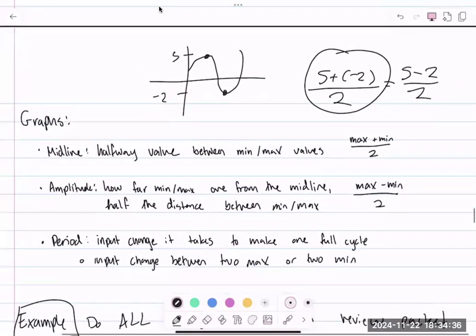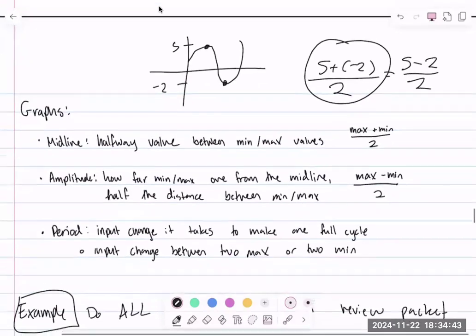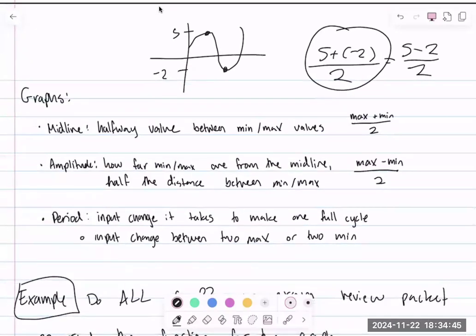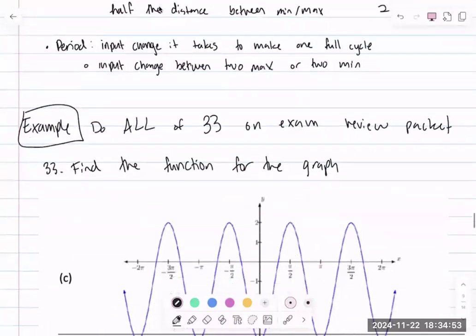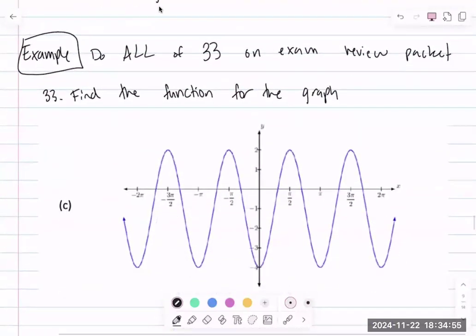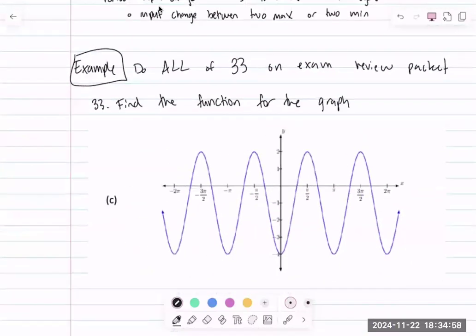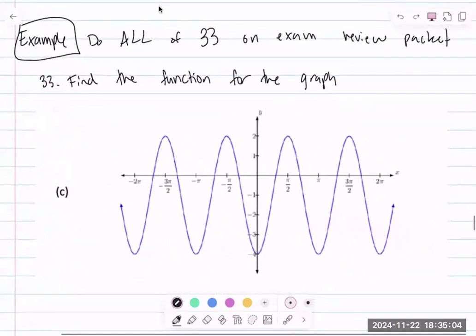My amplitude is how far the max and min are from the midline, or half the distance between the min and max, whichever you want to use. And our period is the input change it takes to make one full cycle. You can also just take the input change between two max values or two minimum values. And I'm going to go over that here. Pause and try for yourself. All of 33, and this is just part C, but all of 33 is really good on the exam review packet. We want to find the function for this graph. So try it yourself, pause it, and then come back.